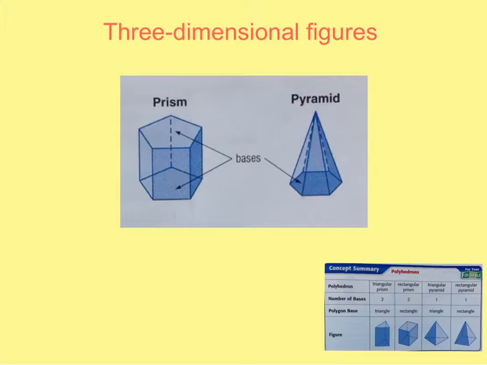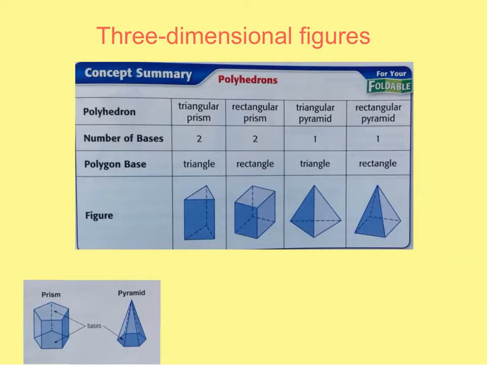So if you remember from previous years, prisms are three-dimensional figures that have two bases, whereas pyramids have one base and then the sides come to a point. And we call those sides the faces of the figure. So when we're naming these three-dimensional figures, we take a look at the base or bases, and that's going to help us to name it.